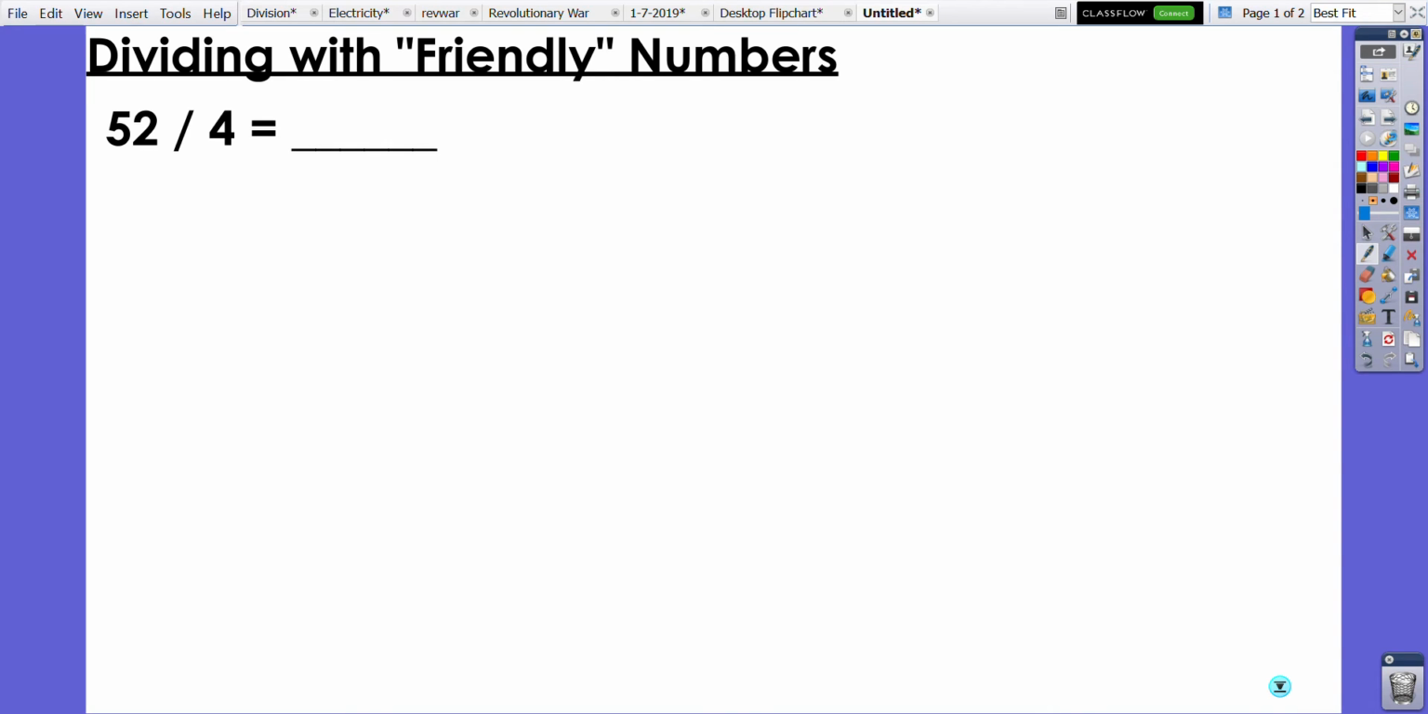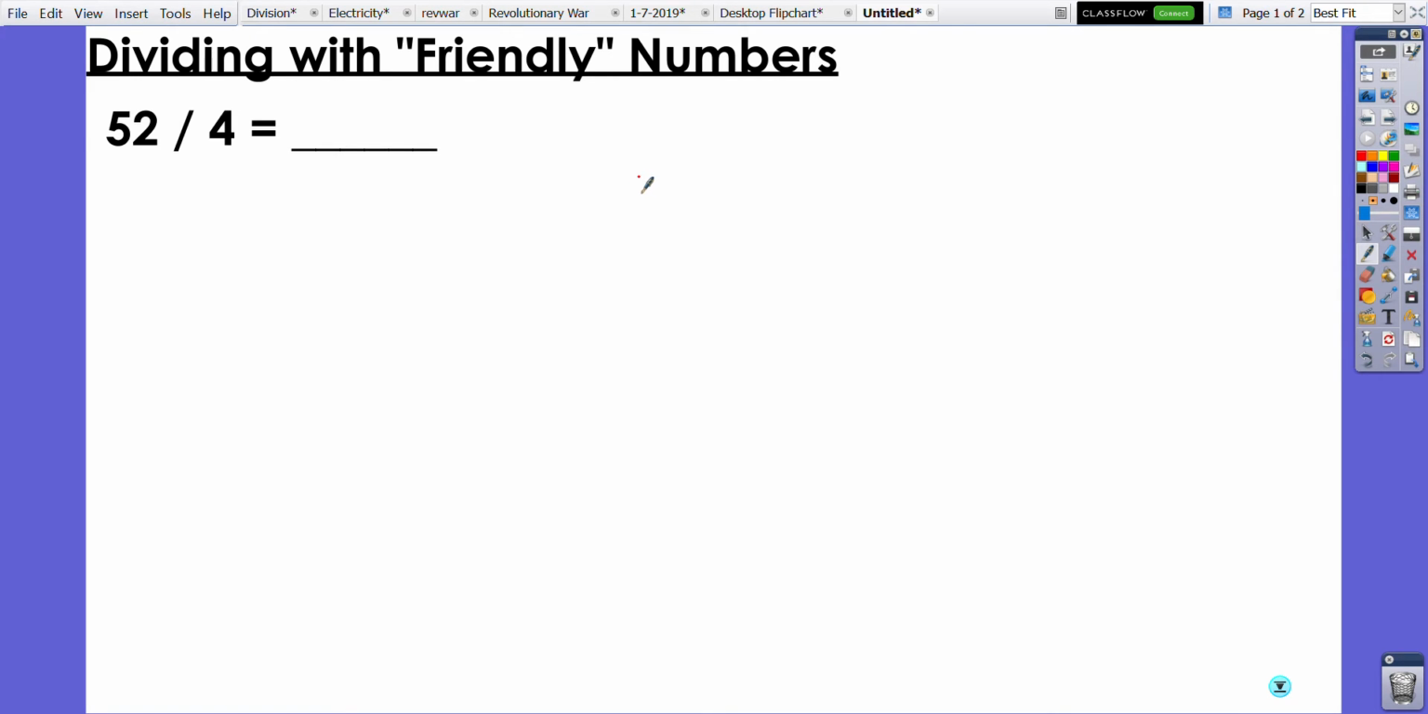Hello out there. Today we are going to be talking about dividing with friendly numbers using the friendly number strategy to help us out with some division. So with this example, I'm going to be doing 52 divided by 4. Essentially with the friendly number strategy, we're going to be dividing large chunks of our divisor out from our dividend, which in this case is 52, to help us get there much more quickly.